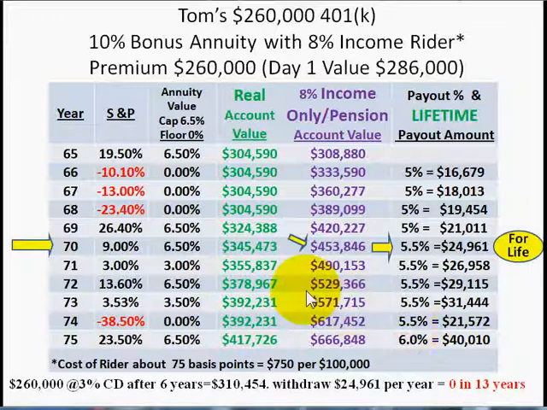The other thing to point out is if there's any money left in this account, in the real account value, the green value, when he passes away, let's say he takes this from age 70 to age 73, and then he passes away, the kids or his spouse will get this money. This is his real money.